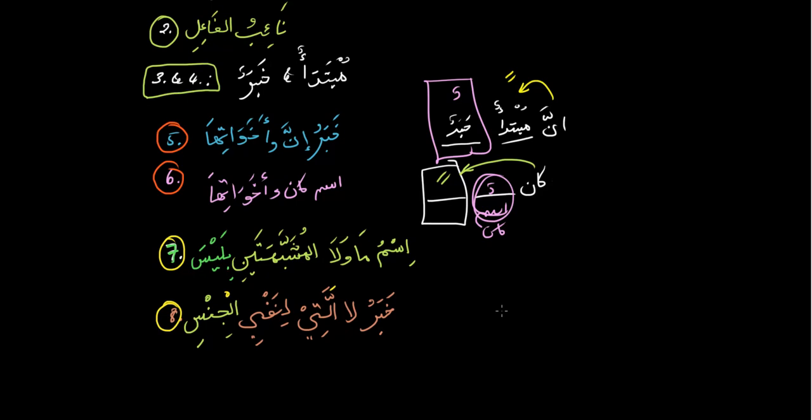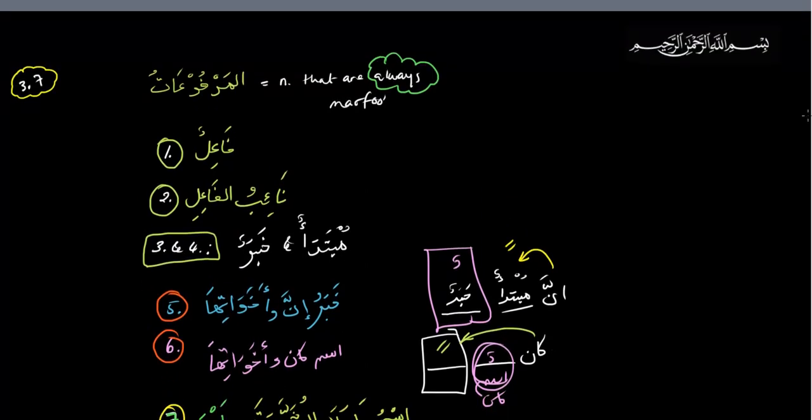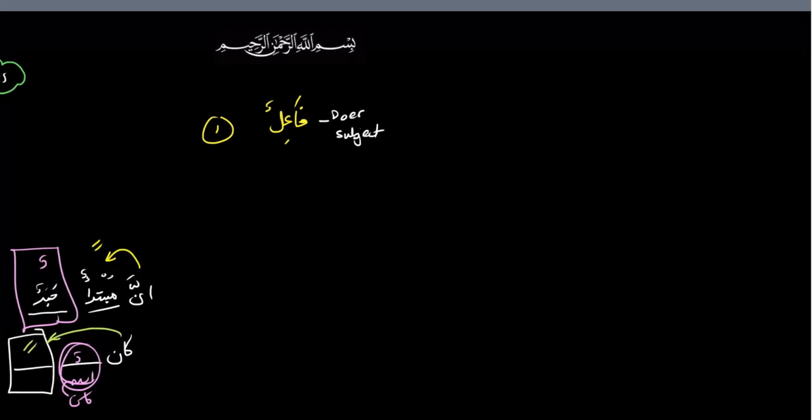So we're going to talk about the first topic in this particular section, and then we'll go through this section as multiple subsections. We're going to talk about fa'il first, this first category, fa'il. Fa'ilun is the doer, or the subject.